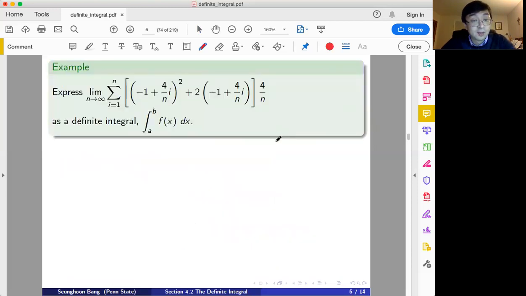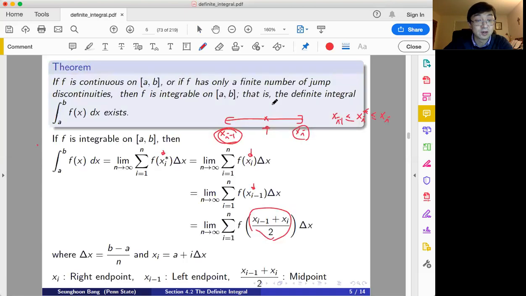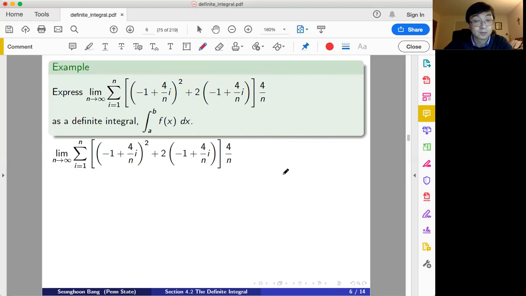Express the limit as n approaches infinity of the sum from i equals 1 to n of (minus 1 plus 4i over n) squared plus 2 times (minus 1 plus 4i over n), times 4 over n. How can we solve this? We can solve it like this. This is the given expression. You can compare it with the definition of the definite integral using the right-hand point. I'm going to use this definition, the right-hand point. So you can compare.